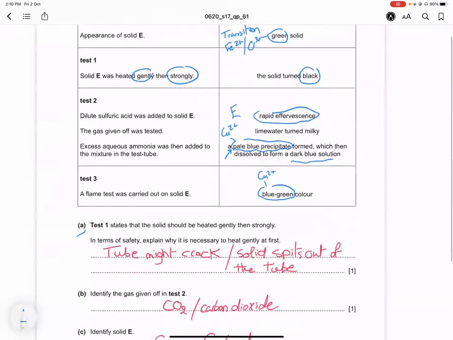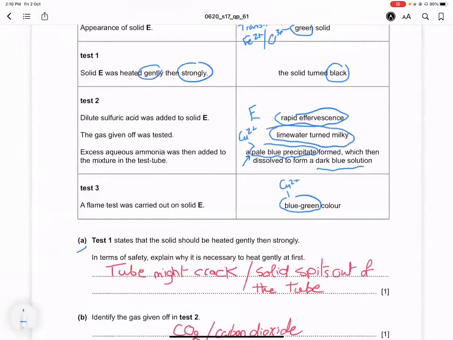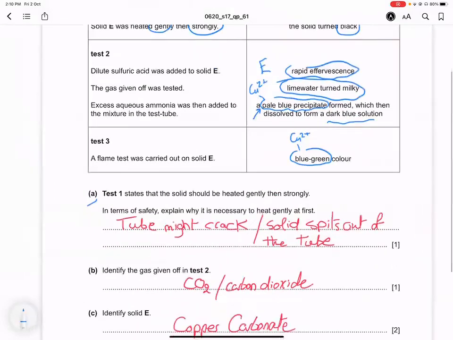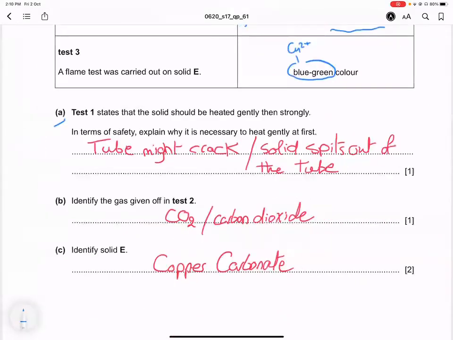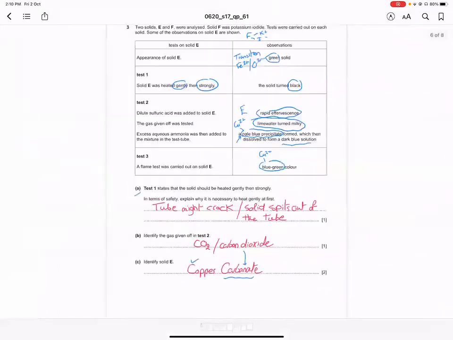It is carbon dioxide because lime water turned milky. The gas was tested with the test for carbon dioxide and it gave a positive result. Identify solid E. You knew the gas is carbon dioxide, and carbon dioxide comes from carbonate ion, and you knew that there is copper. So the solid is copper carbonate, okay?